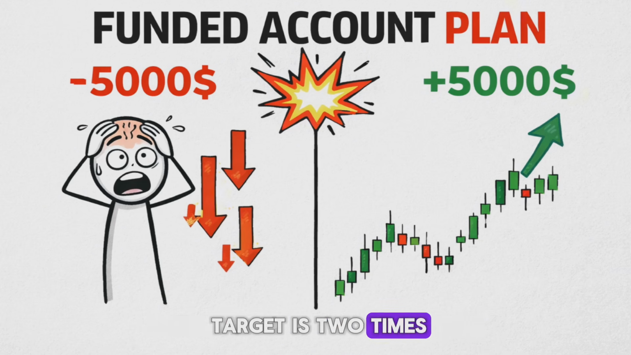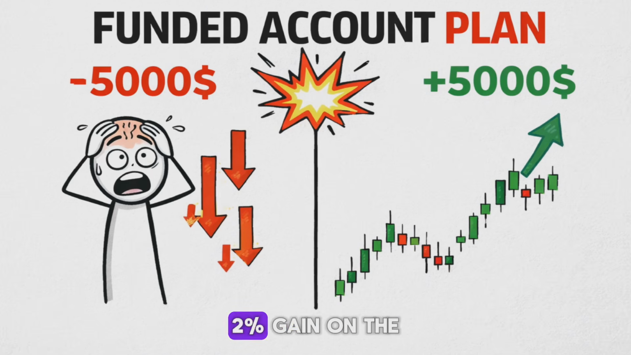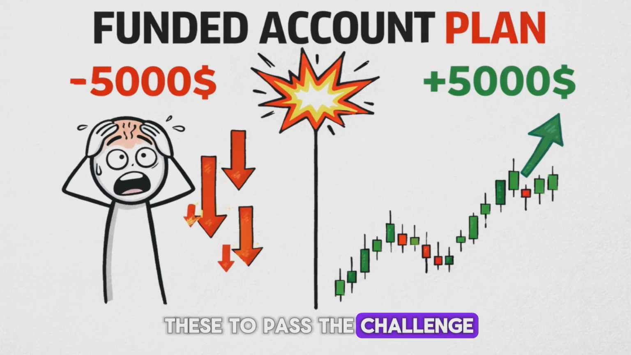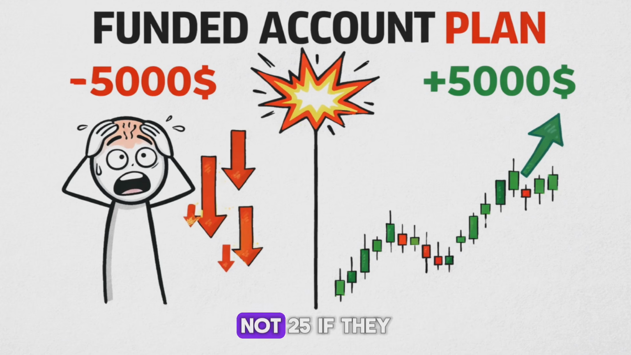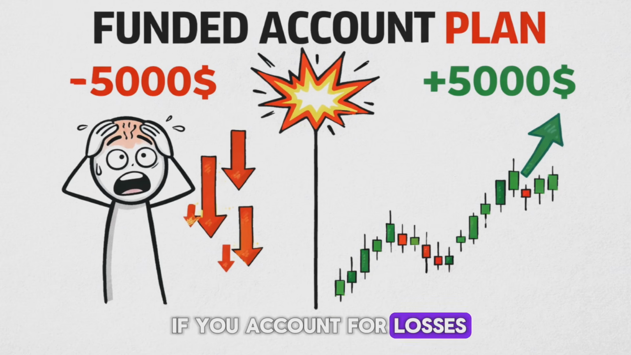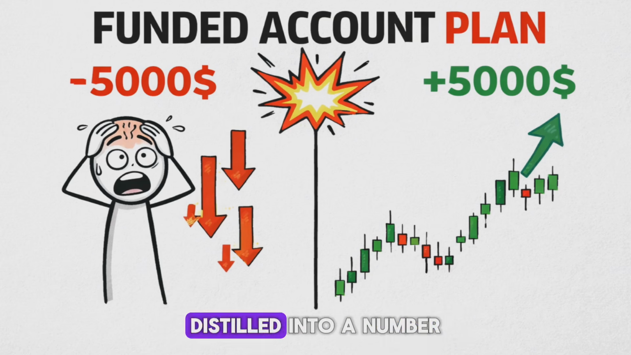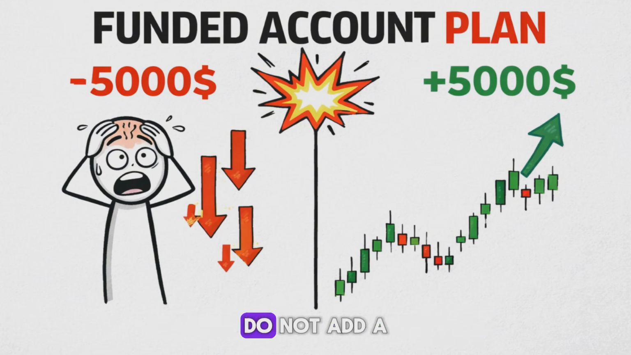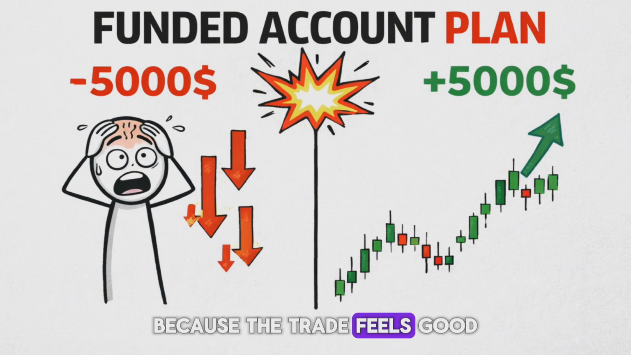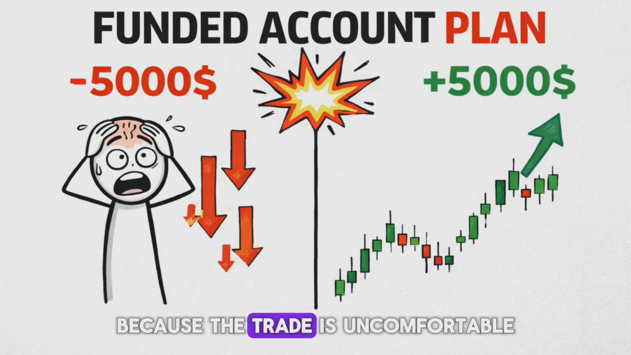Your target is 2 times your stop, 20 points lower, $1,000 on the trade, 2% gain on the account from a single setup. You need 5 of these to pass the challenge. 5 clean trades, not 50, not 20, 5 if they all win, maybe 12 to 15 if you account for losses. That is the entire challenge distilled into a number you can actually work with. Do not add a second contract because the trade feels good. Do not move your stop because the trade is uncomfortable.